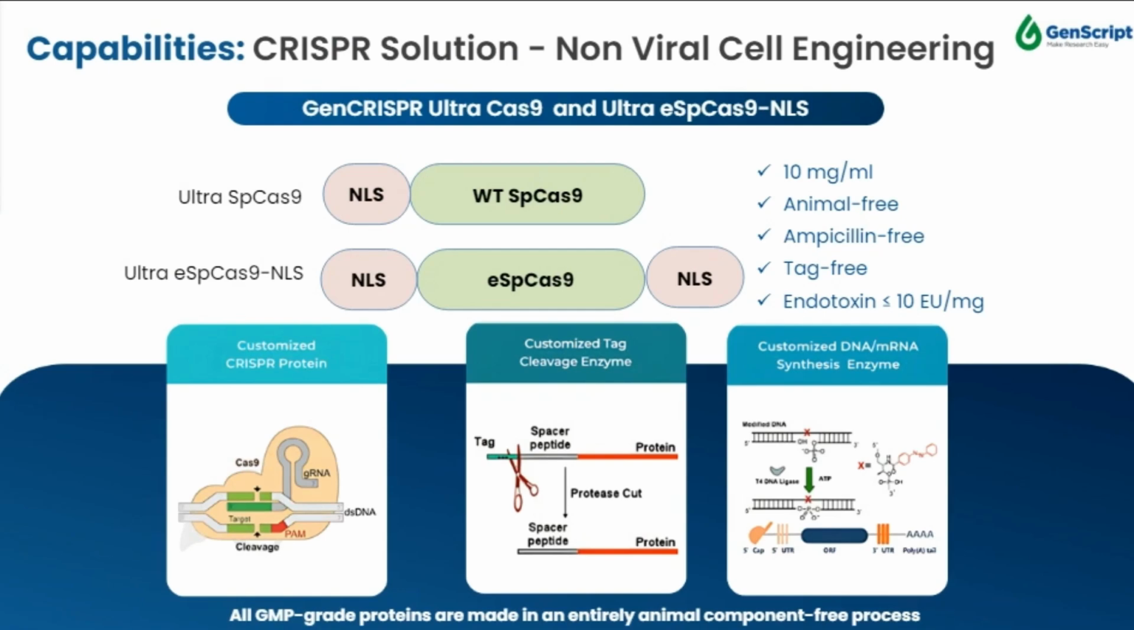CRISPR-based gene editing applications require the Cas9 enzyme, which acts like a molecular scissor. And to support this work, GenScript offers the GMP grade GenCRISPR Ultra Cas9, which reduces off-target effects by over tenfold while maintaining robust on-target efficiency.